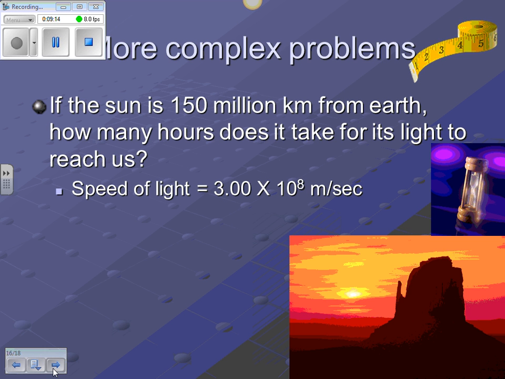Okay, we take a look at the speed of light. I want to know how many hours it takes. We have 150 million kilometers. I want to know how many hours it takes. Well, kilometers to meters. Now I can go meters to seconds. That's my 3 right here. Then I can go from seconds to minutes, and then minutes to hours. Problem is done. Just plug in your numbers and you're good to go.